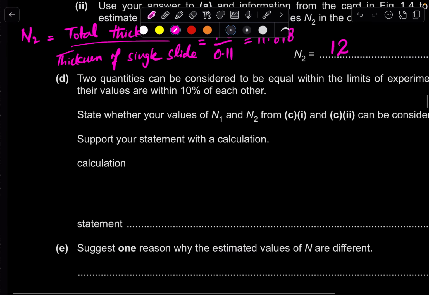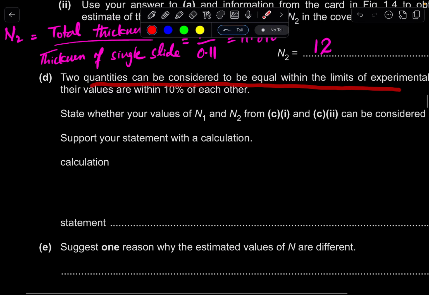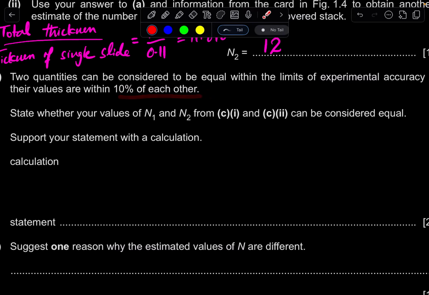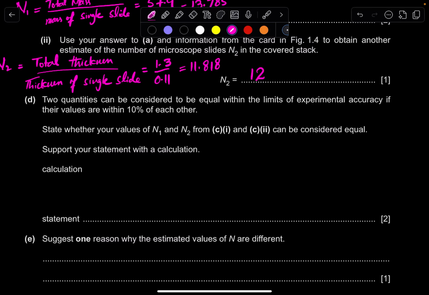In the next part, they're asking, two quantities can be considered to be equal within the limit of experimental accuracy if their values are within the 10% of each other. State whether your values n1 and n2 can be considered as equal or not. Okay, and you have to support your statement with the calculation. So it's the 2-mark question. 1 mark is for the calculation, 1 mark is for the related statement.